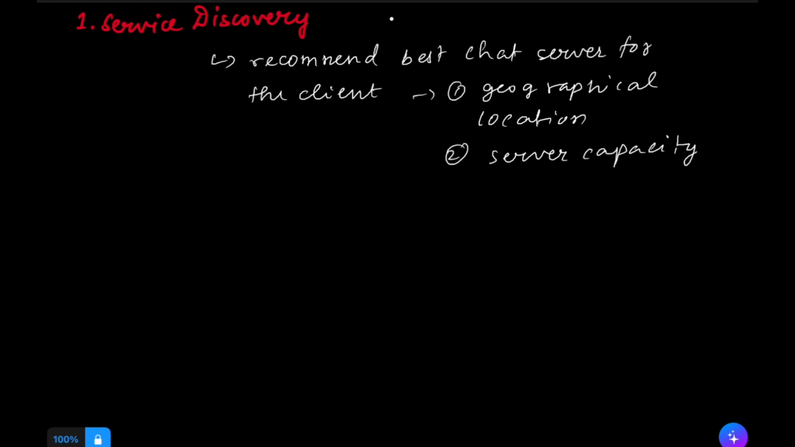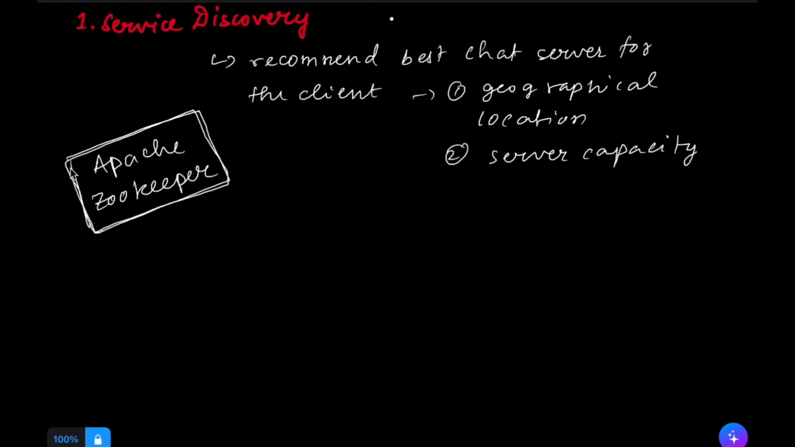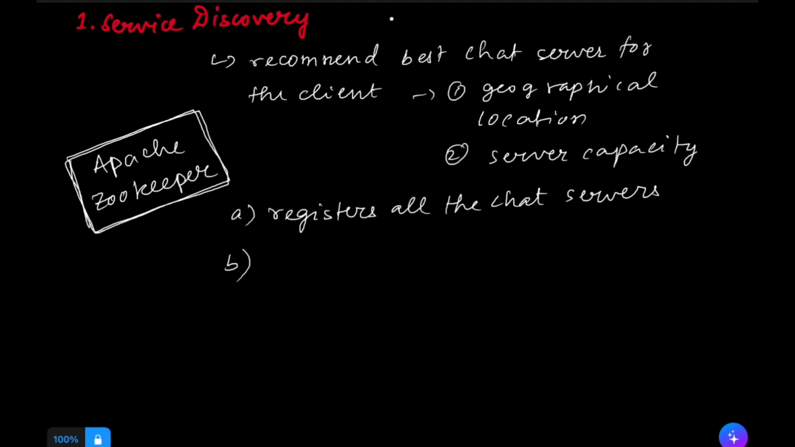A famous service discovery tool is Apache Zookeeper. This can be used as a service discovery service to recommend the best chat server to the user. How it works is that it registers all the chat servers, and once a user tries to connect, it connects the client with the best server using some predefined criteria.